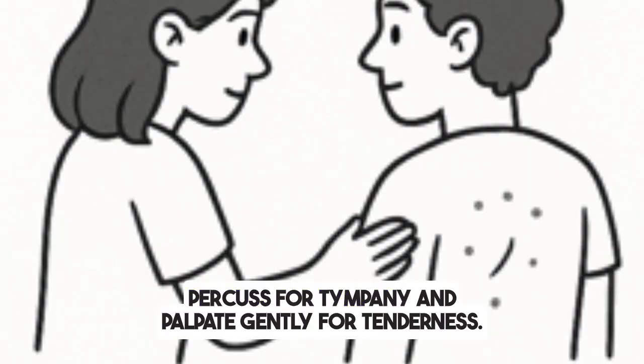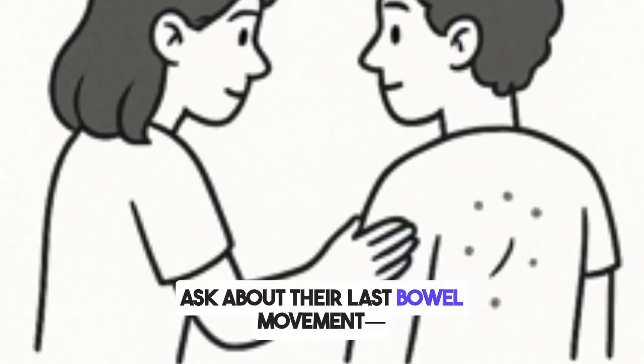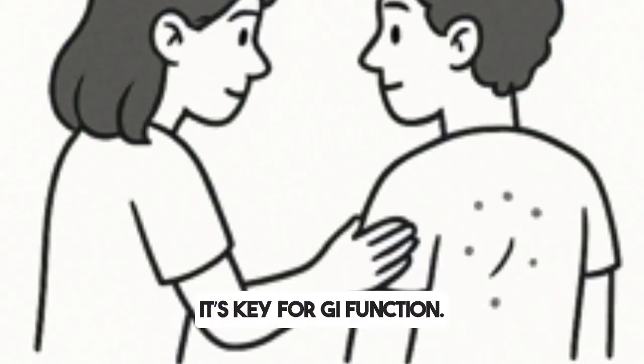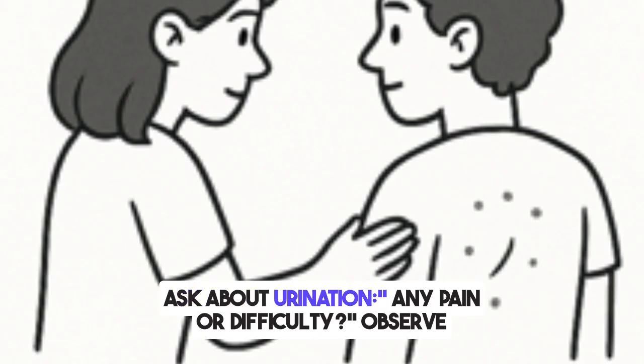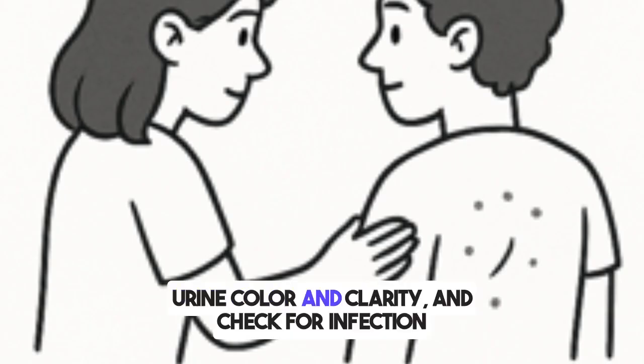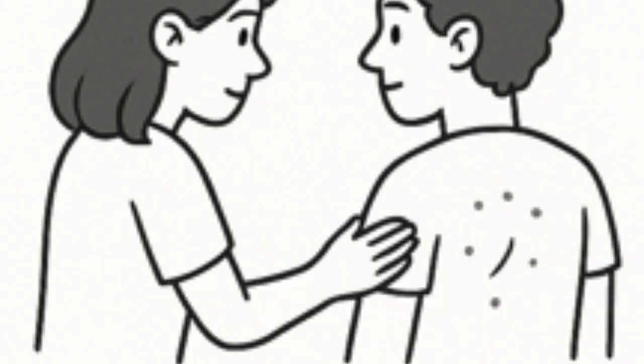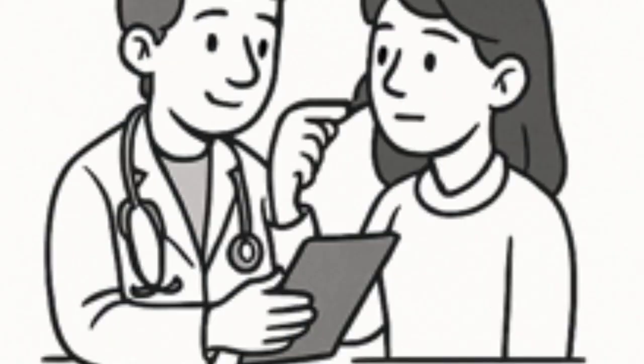Percuss for tympany and palpate gently for tenderness. Ask about their last bowel movement. It's key for GI function. Now, let's check the genitourinary system. Ask about urination. Any pain or difficulty? Observe urine color and clarity, and check for infection signs if a catheter is present.